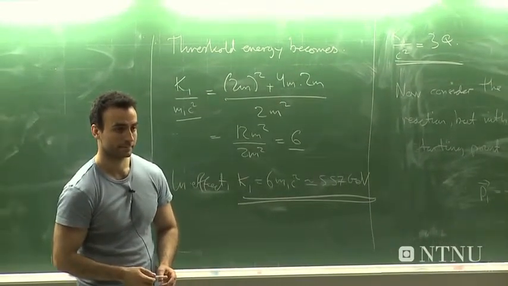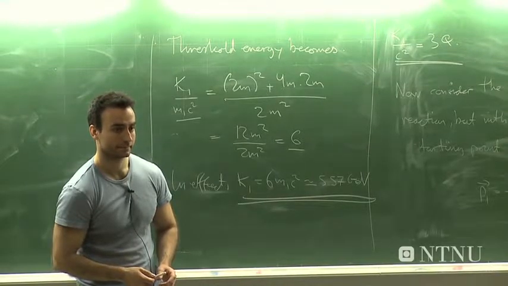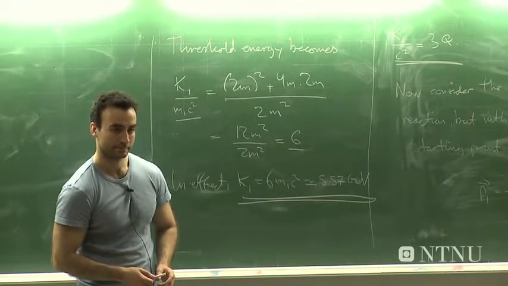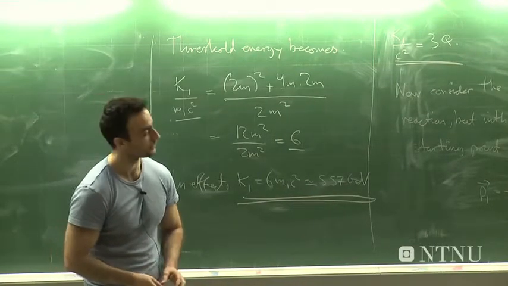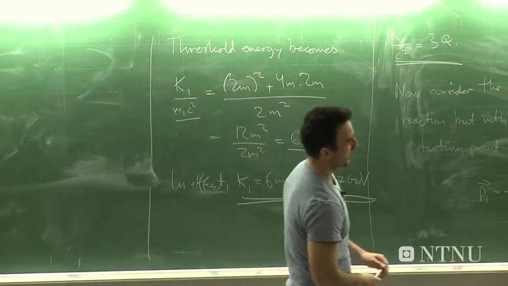In the case where you shoot at a stationary target, you have a net momentum that has to be conserved. While in the second case, the net momentum is 0. Exactly. So you're right on the money.